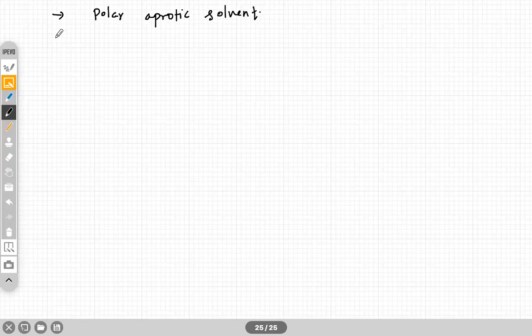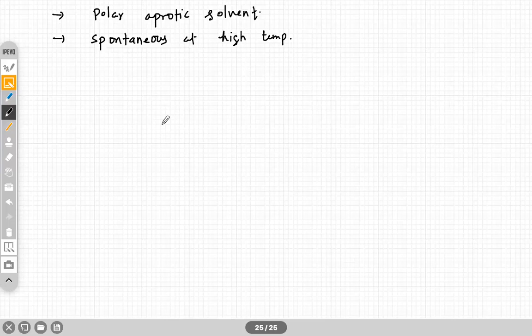This reaction is also spontaneous at high temperature. Okay, so elimination reaction is always favored at high temperature, right? Whether it is E1 or E2, high temperature is required. Plus, you must also keep the base nature in mind, whether it is a strong base or a weak base, right?